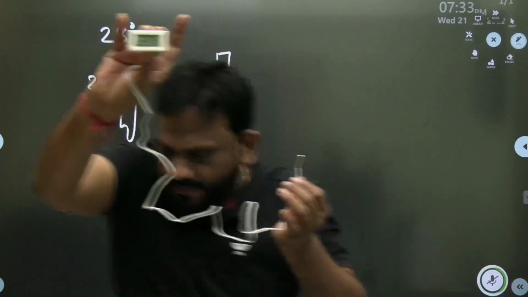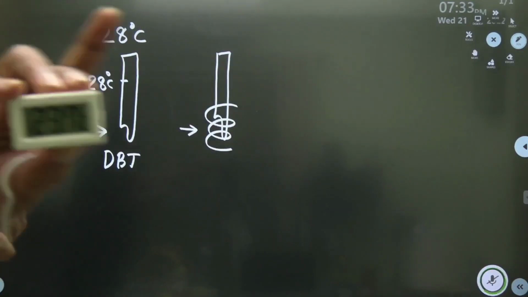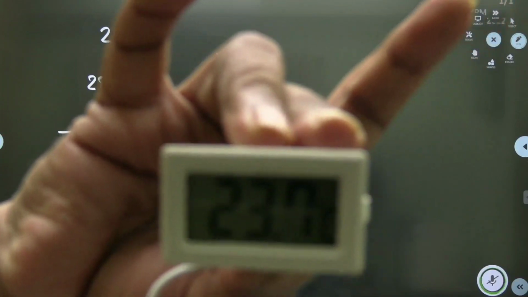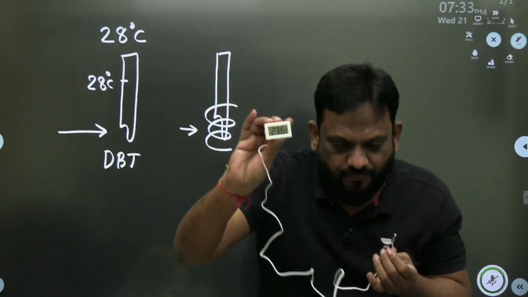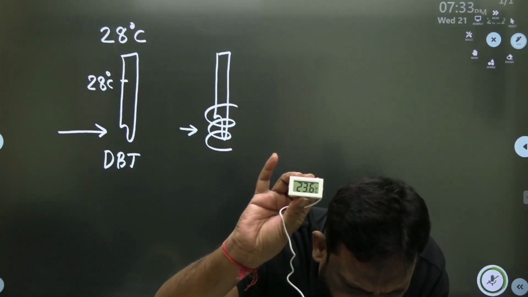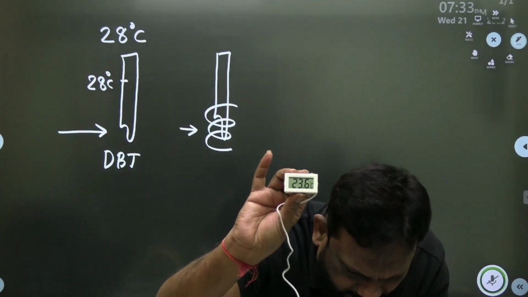Can you see, sirs? Let me show you. I think you can see. How much is that? 23.7. Earlier it was 24.4 or so. Now it is 23.6. It's dropping. It will come into equilibrium.